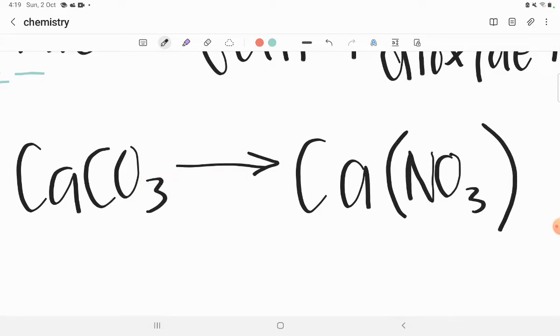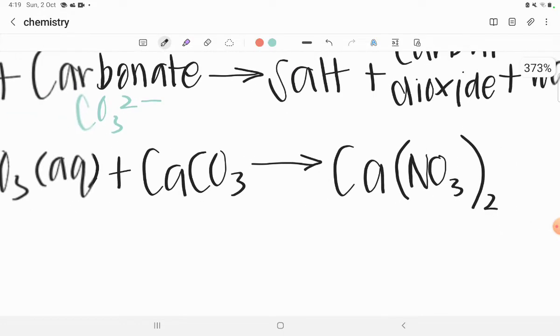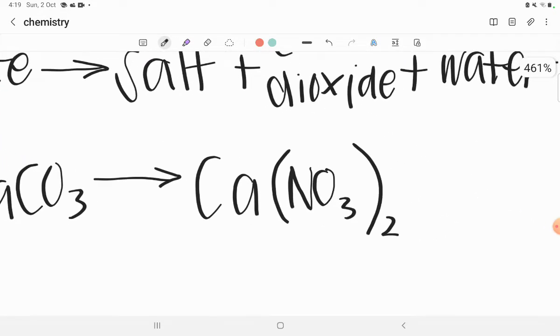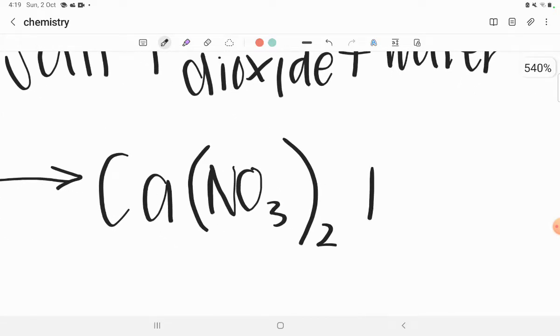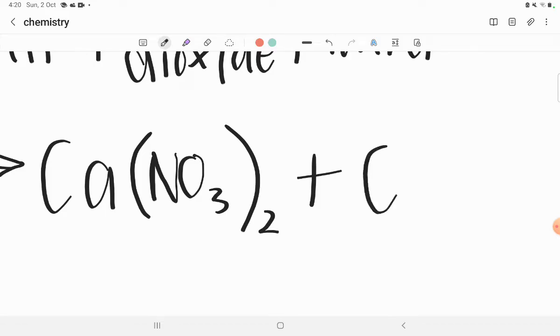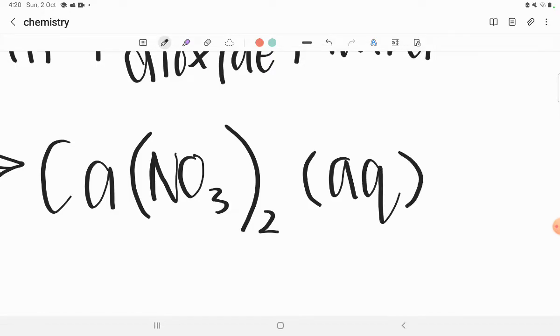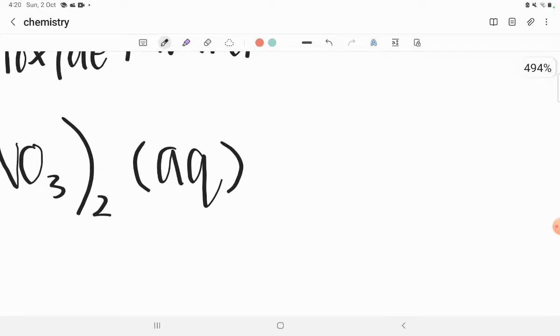NO3, and close bracket, a 2 over here, to show that the 2 goes to the NO3 and not the Ca. Alright, so that's our salt done. So now we have to do carbon dioxide. Carbon dioxide is a very simple formula. It's CO2. Oh wait, we need state symbols. State symbol is aqueous because all nitrates are soluble.